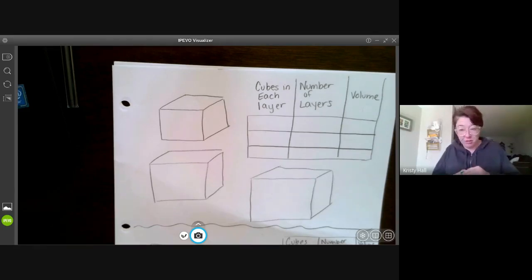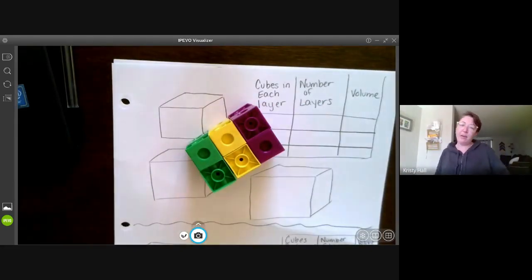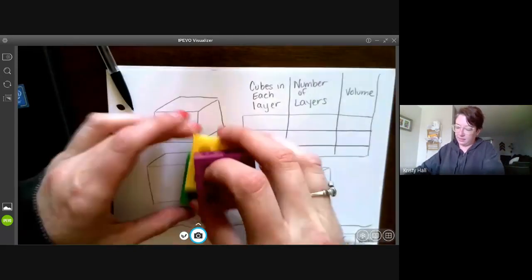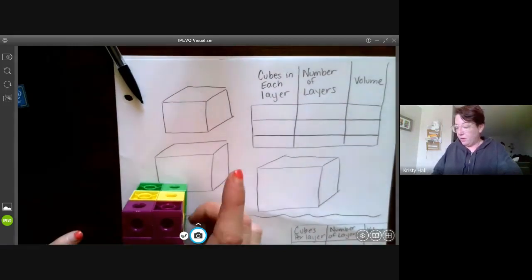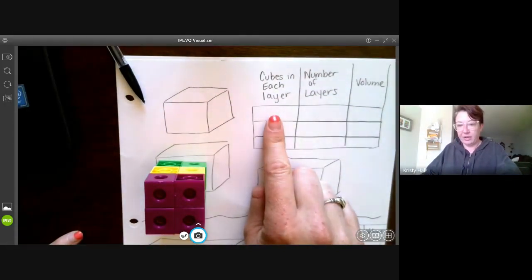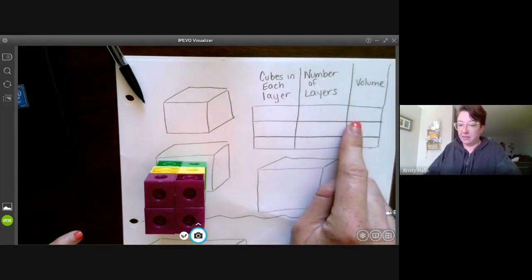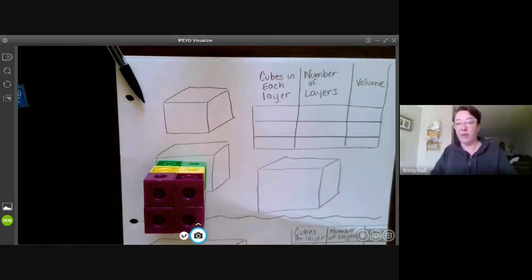So yesterday we talked about layers in a figure. So I built a figure here out of my blocks, and so I'm going to start like this. Okay, so you see I have a chart here, and it's asking for how many cubes are in each layer and how many layers there are, and then what the volume is. Okay, so again, we're going to break this figure into different layers and draw those and use the layers to help us find the volume.